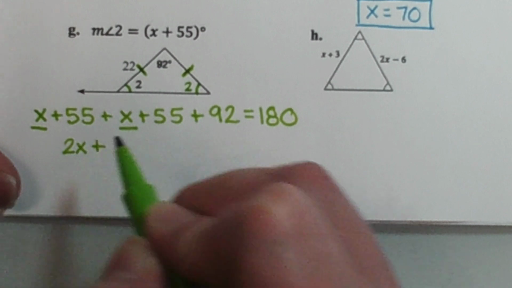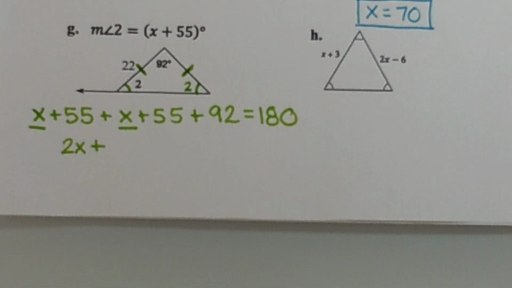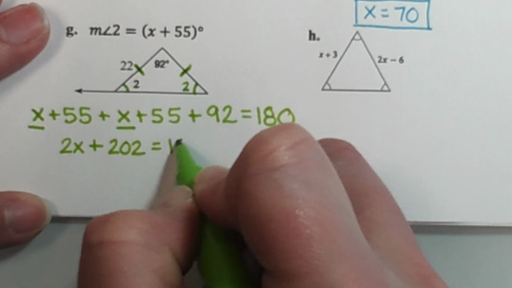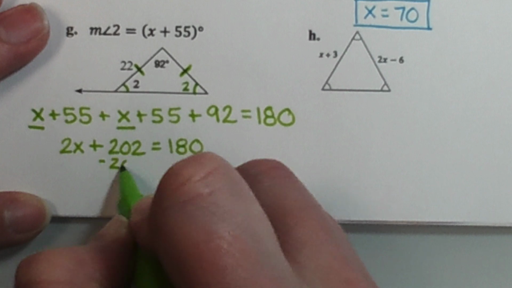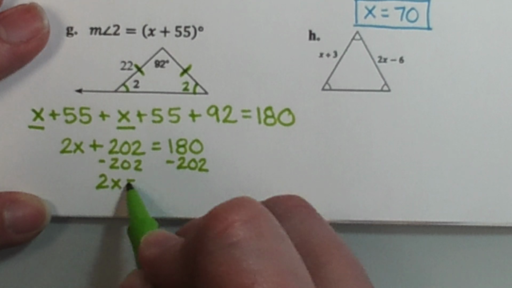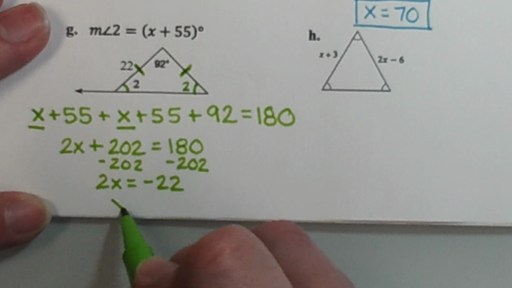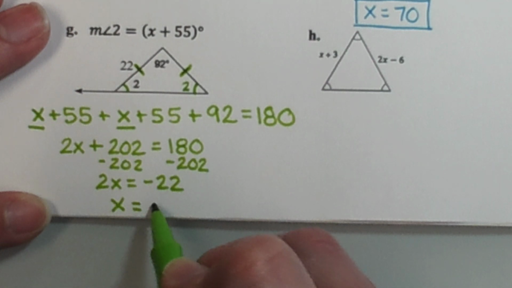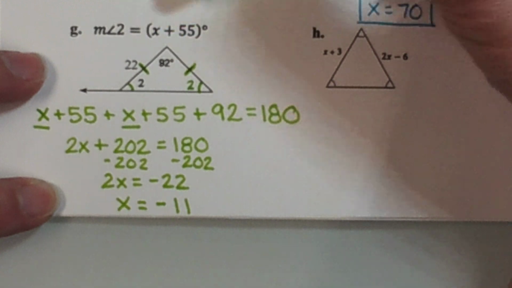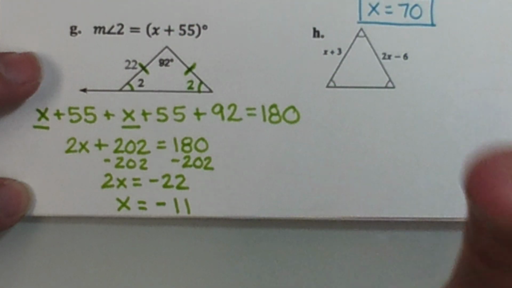X plus x is 2x, 55 plus 55 plus 92 is 202. Subtract 202. Get negative 22. Divide, and x is negative 11. Is x allowed to be negative? Yes, as long as it doesn't make negative angles or negative side lengths, it can be negative. If I were to plug that back in, I'd get 44 for an angle measure. Is 44 negative? No, then we're fine.